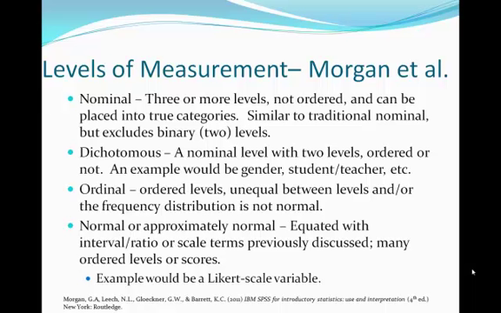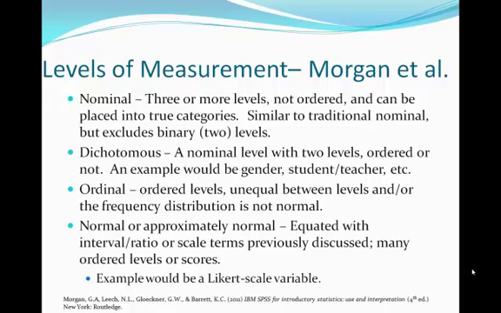If we were looking at whether a participant in the study is a student or a teacher, that would be another dichotomous example. Ordinal are ordered levels, unequal between levels, and/or the frequency distribution is not normal. I talked about the standings in the National League West. This would still be considered an ordinal scale.